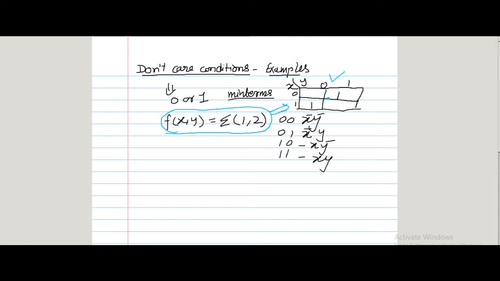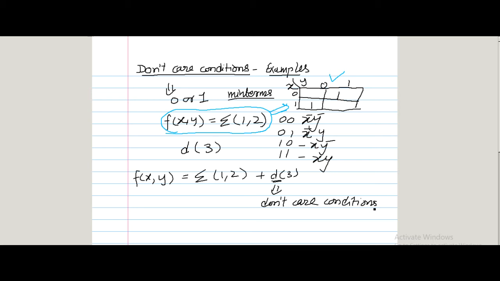So if in this example they have also given you the don't care condition, which is only this 3, right? They will ask you in exams like this: I'm just rewriting this as f of x y equals sigma 1 comma 2 plus d3. What does d represent? D represents the don't care condition, right? So this is the don't care condition.